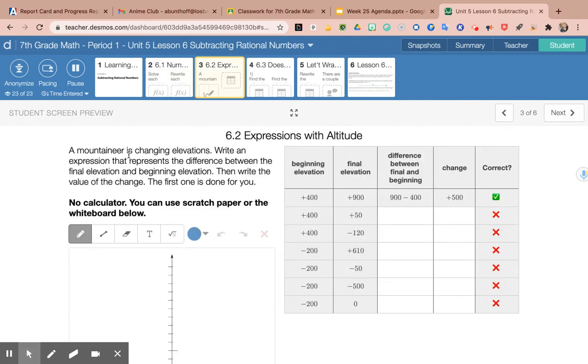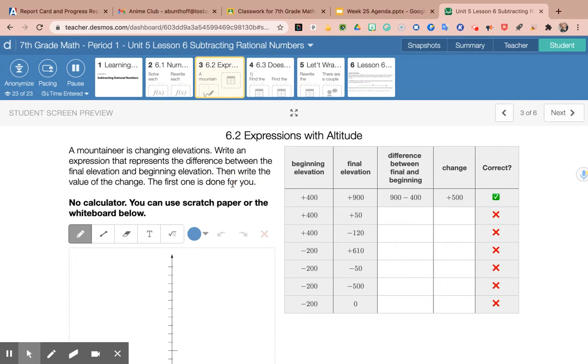For number 3, it says a mountaineer is changing elevations. Write an expression. Expression just means an equation with no equal sign. This is an expression that represents the difference, which we know is subtraction, between the final and the beginning. So the final elevation and the beginning elevation. We're going to find the difference between the final and the beginning elevation. Write the value of the change. So the change is just the answer to the subtraction problem.